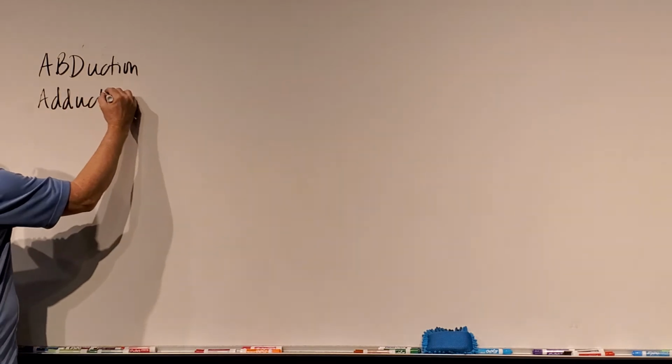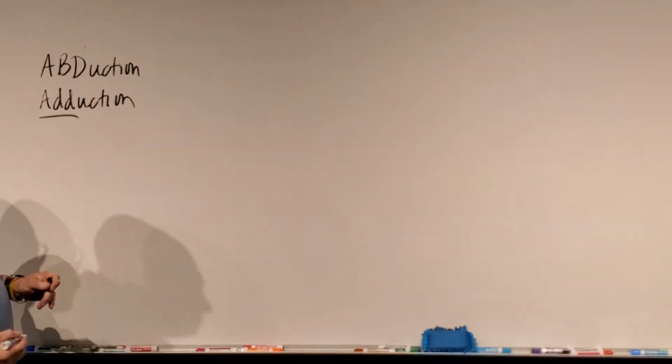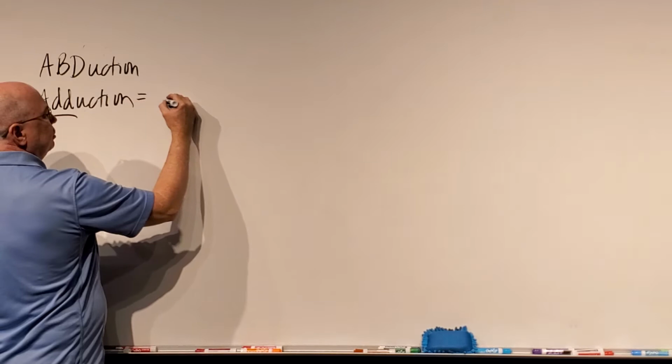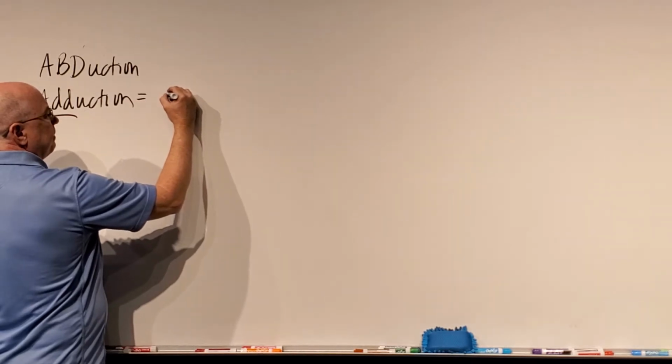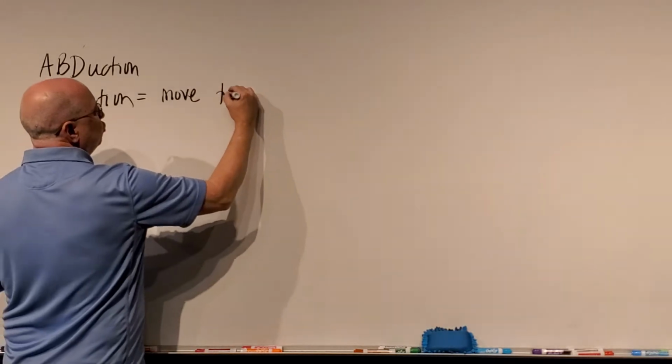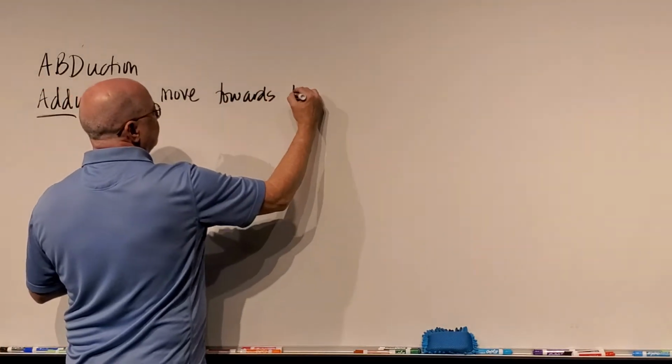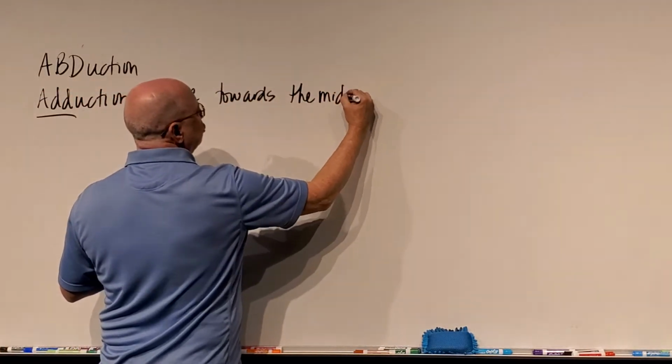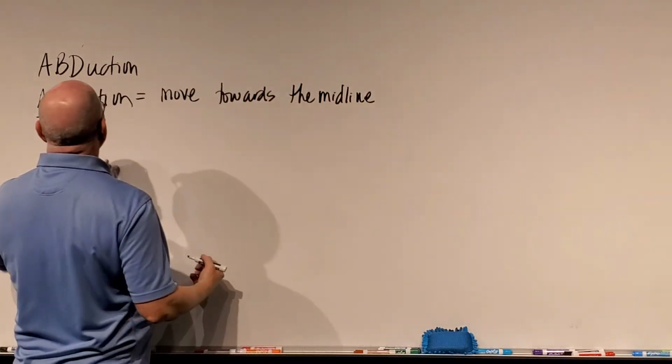Adduction and abduction. To add means to put things together. So in adduction, we move towards the midline. It's the movement of a joint towards the midline of the body.